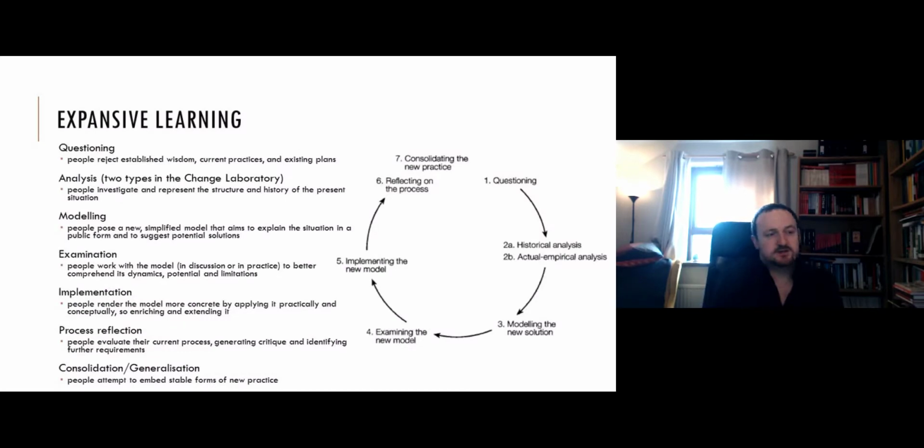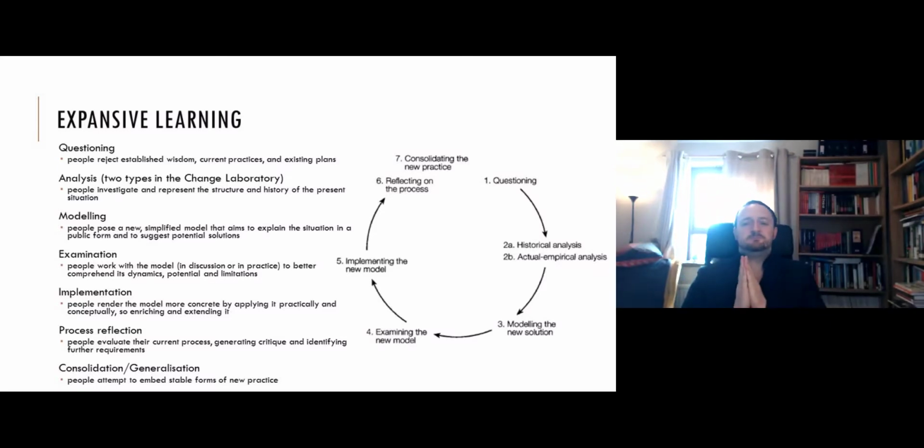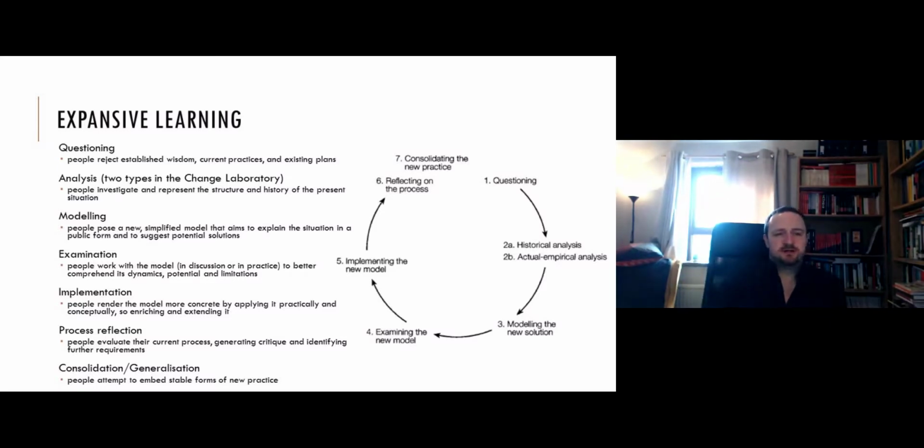The second part derives from work that Engström and his colleagues have been doing since the 1980s. So it's a slightly newer set of concepts called expansive learning. So Engström was interested in studying situations of radical change. Radical change can mean a lot of things, of course.